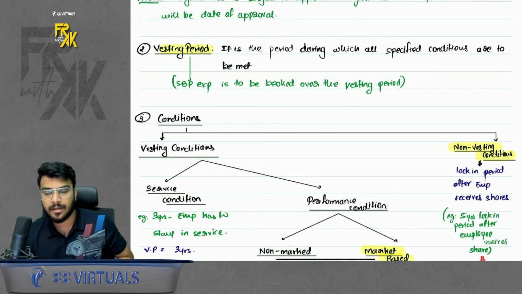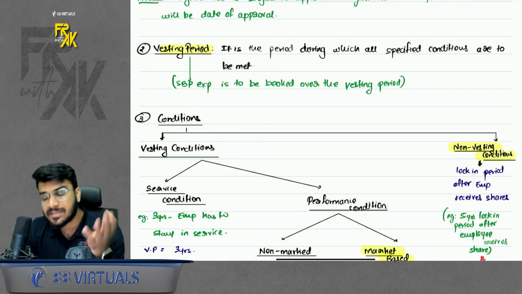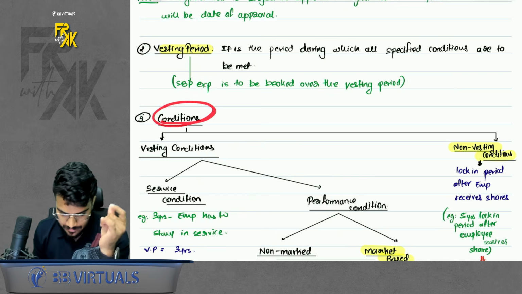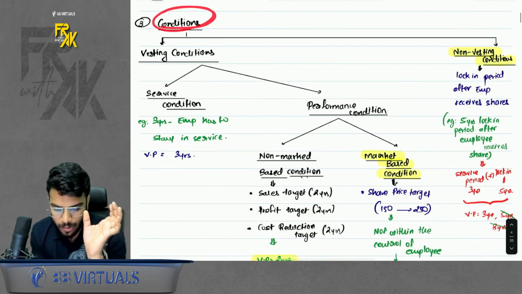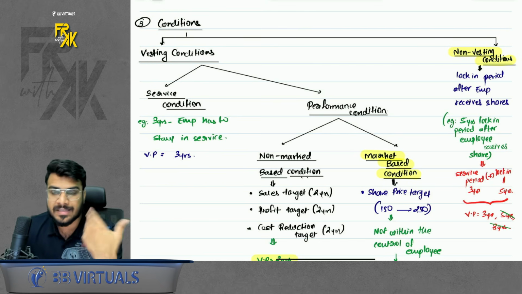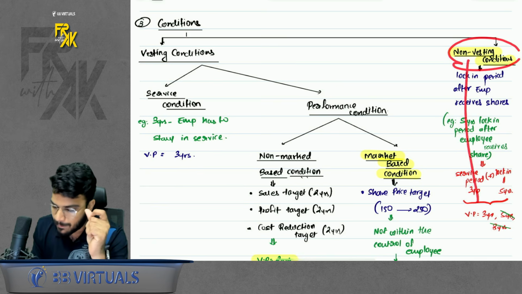What is the vesting period? Employees will not get the shares for free. They will have to fulfill some conditions. So during the tenure, they will fulfill the condition, that is the vesting period. Let's say I tell the employee to stay in service for 3 years. 3 years is the vesting period. Then there are conditions. Conditions can be of two types broadly: vesting and non-vesting. Non-vesting means there is a lock-in period. After you receive the shares, you cannot sell them for 2 years. That is a lock-in period. A non-vesting condition has no impact on the vesting period.